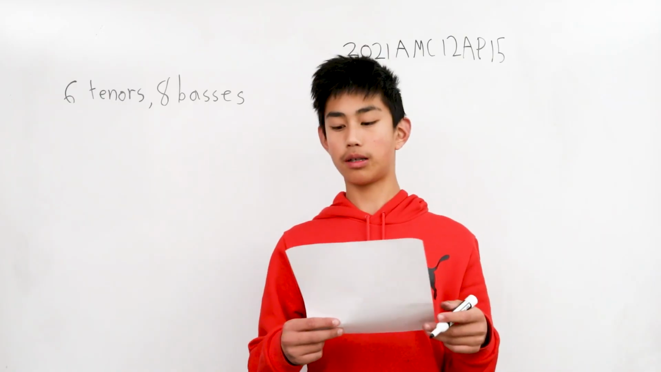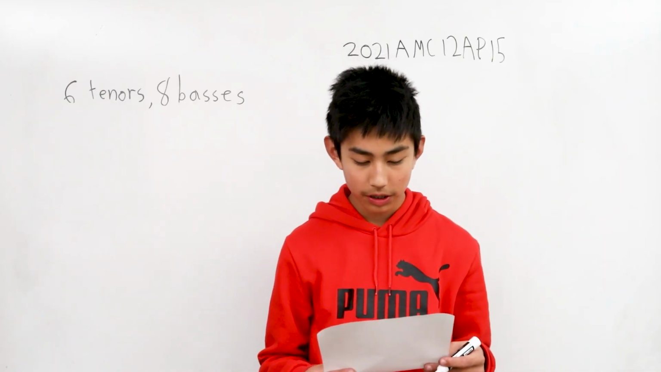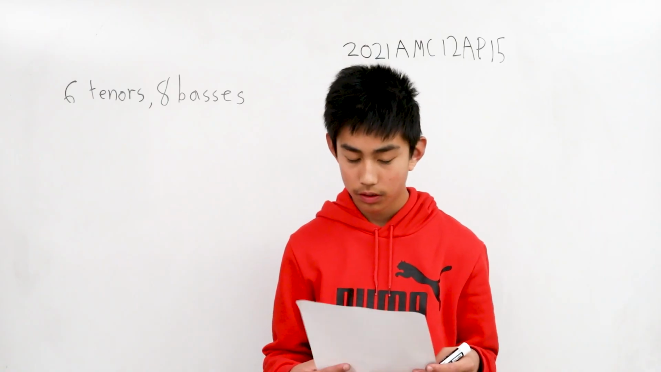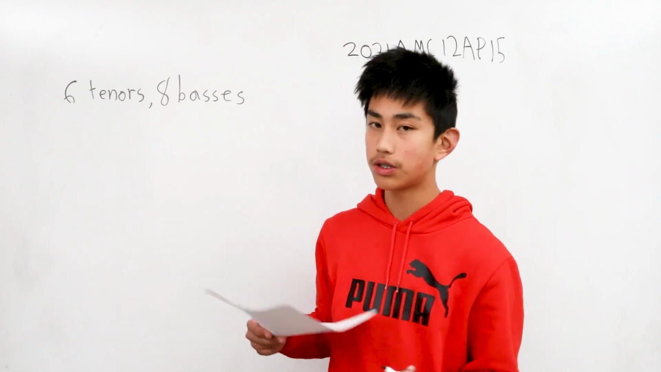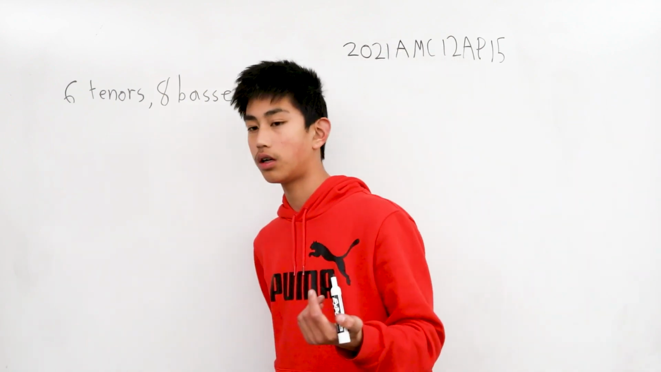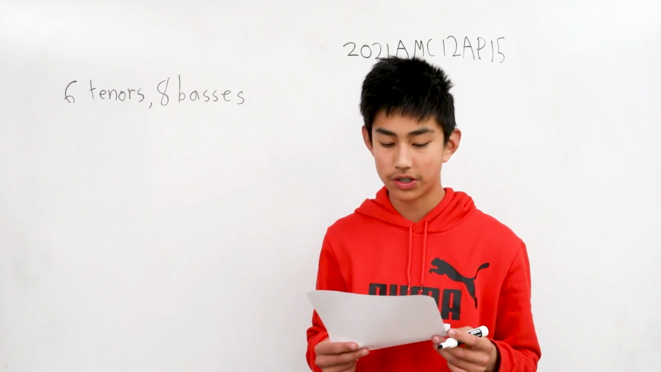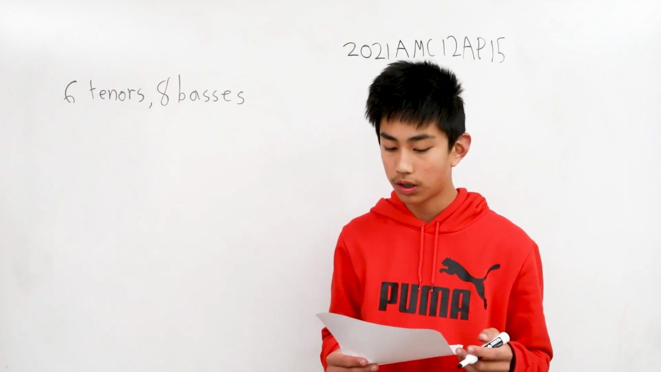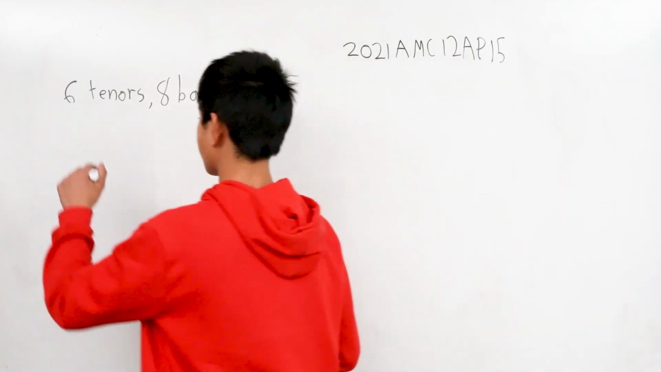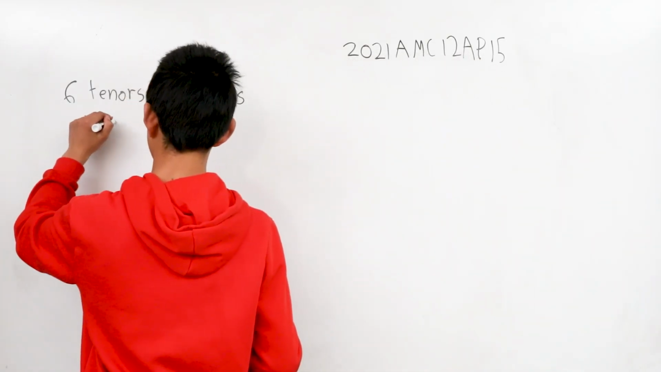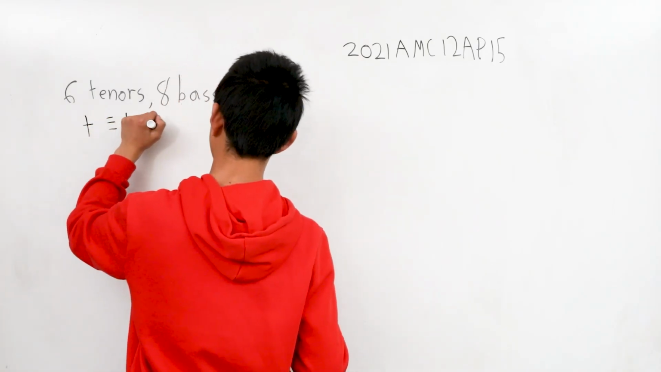Let n be the number of different groups that could be selected. What is the remainder when n is divided by 100? So let's first consider what it says. 6 tenors, 8 basses. We know that the difference between tenors and basses has to be a multiple of 4, and the group must have at least one singer. So in other words, T tenors is congruent to basses mod 4.